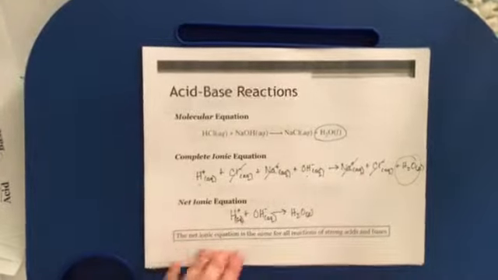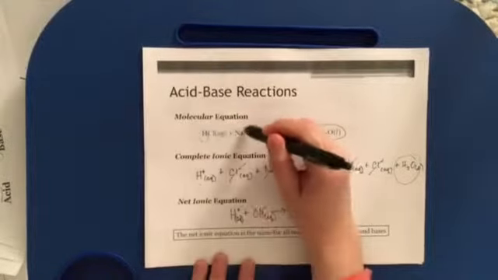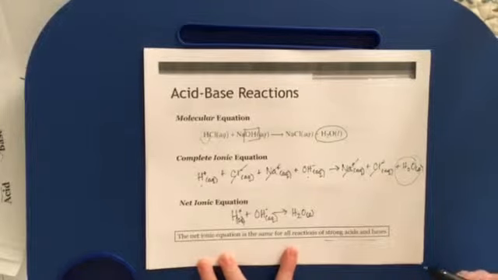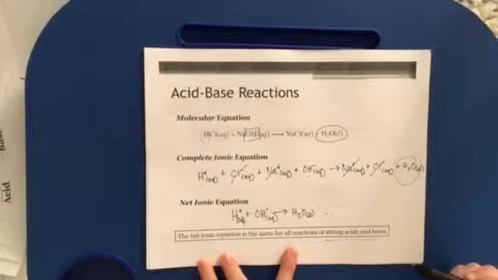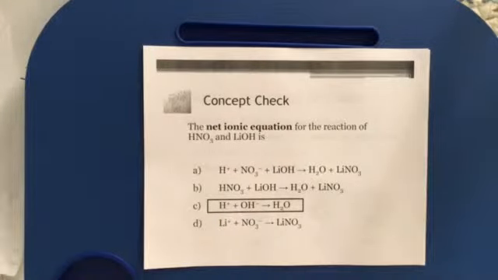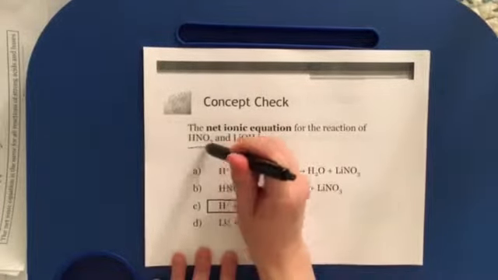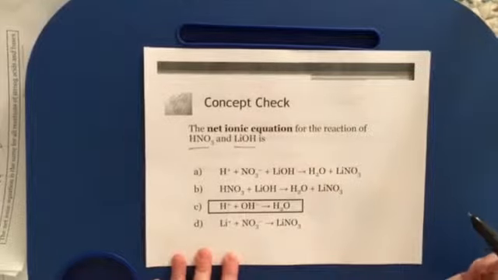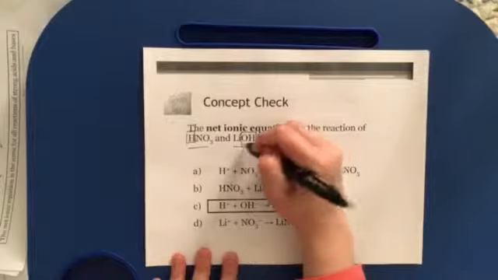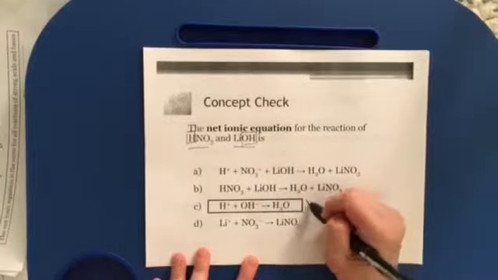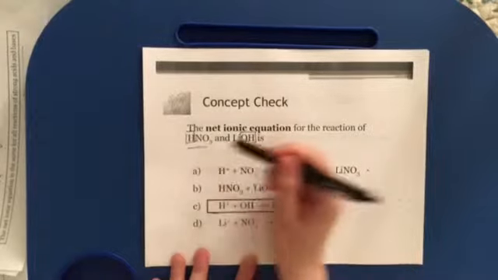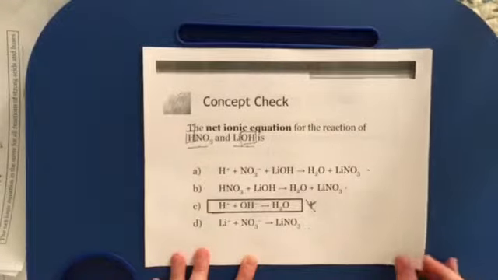Any acid-base reaction that contains this hydrogen and then the OH, it's going to be the same type of reaction, and that net ionic equation is always this right here. So for example, the net ionic equation for the reaction of HNO3 and LiOH, it's this guy seeing that guy to form water. That's the net ionic equation. So those are all incorrect. This is going to be the answer for any strong acid and strong base.